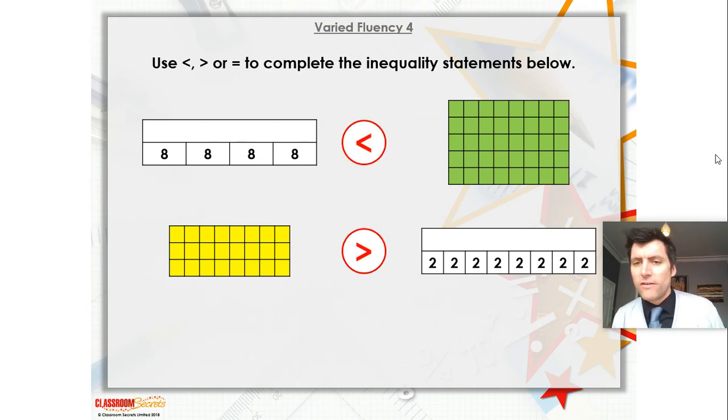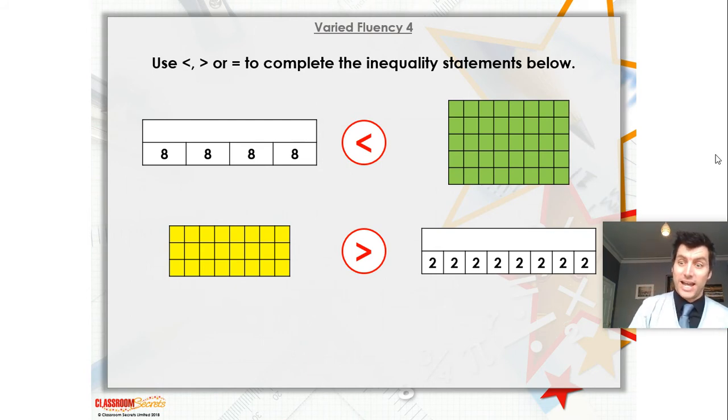The green 5 lots of 8 is going to be greater than 4 lots of 8, and the yellow 3 lots of 8 is going to be greater than 2 lots of 8. Okay, or 8 lots of 2. It's 8 lots of 2, really, isn't it, rather than 2 lots of 8. Okay, I said that incorrectly.